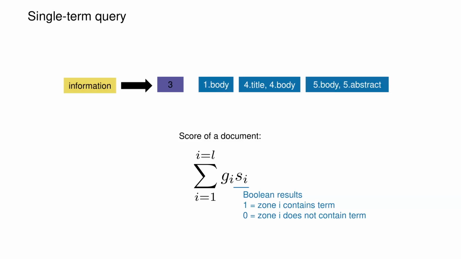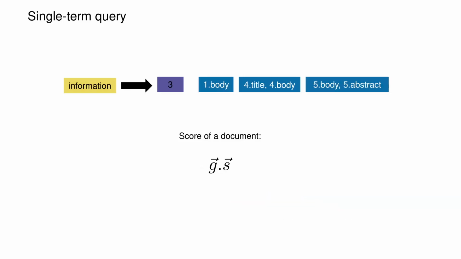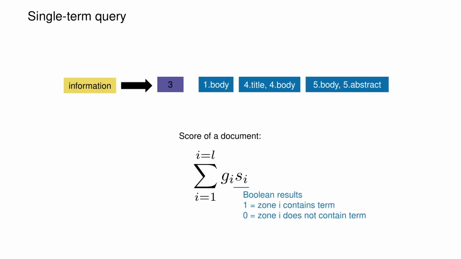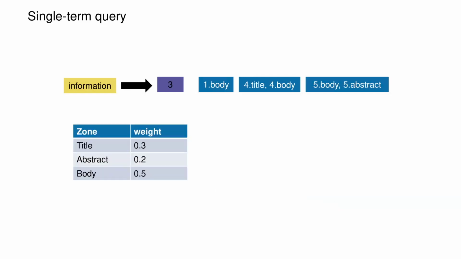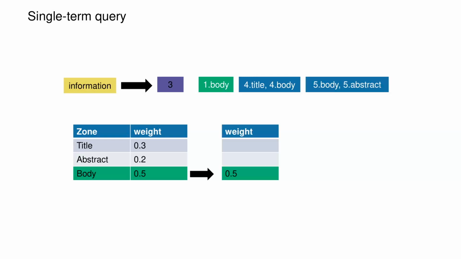It probably did not escape your attention that this is in fact the dot product. So you can also consider that g_i and s_i are vectors, G and S, and that you're computing the dot product of these vectors. Very concretely, assuming that G would be 0.3, 0.2, 0.5, and that's 3 zones, title, abstract, and body, and we compute the score of document 1 for the query information, that gives us just 0.5 because 0.3 and 0.2 are multiplied with 0 because information is not in the title and it's not in the abstract. And if we compute the dot product, that gives us 0.5.